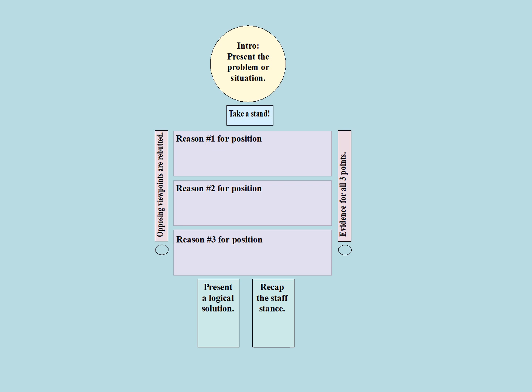Now for every reason, on the left hand, you should provide evidences for all your 3 reasons or 3 points. Then, before you end, make sure to oppose. You have to oppose the viewpoints, but then you have to rebut or kill the opposition, because this will add credibility to your article. Then, before you end, you have to present a logical solution or an answer. And then, of course, you conclude by giving the recap. You have to recap the staff stance.